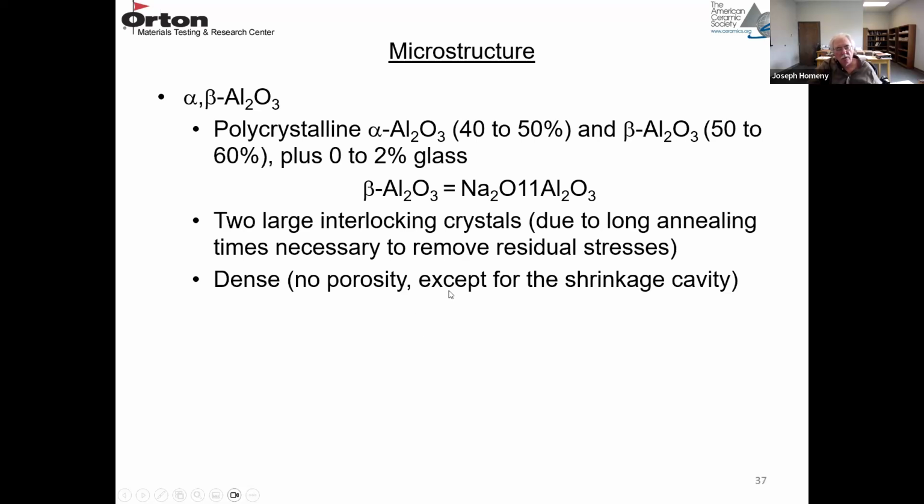And then there's also another version, roughly 50% alpha alumina and roughly 50% beta alumina. Maybe a little more glass here, but less than 2%. So this one is a combination of alpha and beta alumina. And you're adding Na2O to adjust this composition. Again, these are going to be large crystals. They interlock, provide high temperature strength, and they're very dense materials, very little porosity.